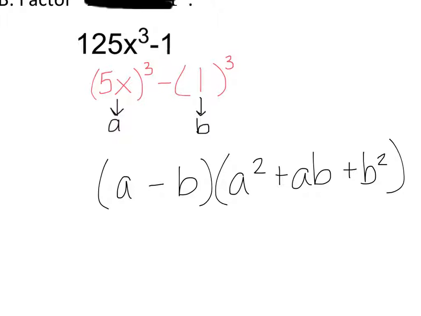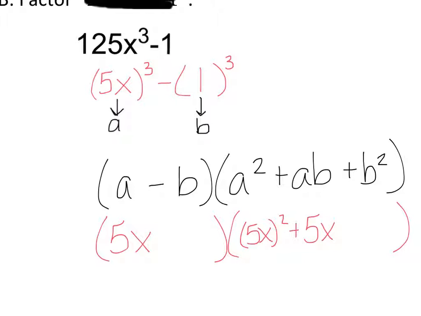Okay, so every time you see a, replace it with 5x. So 5x. If you want to do it piece by piece like this, you can. And then now go replace all the b's with 1. So the first one would be minus 1. I'm just trying to show you a different way to think about it in case it helps you. If you like the other way to think about it, then keep using that one.